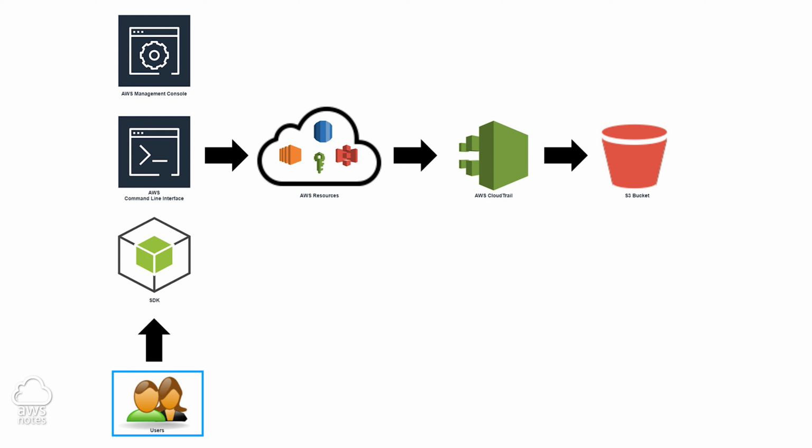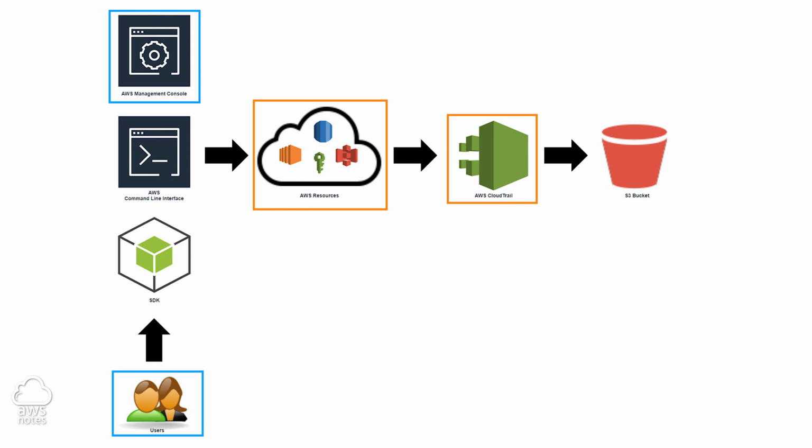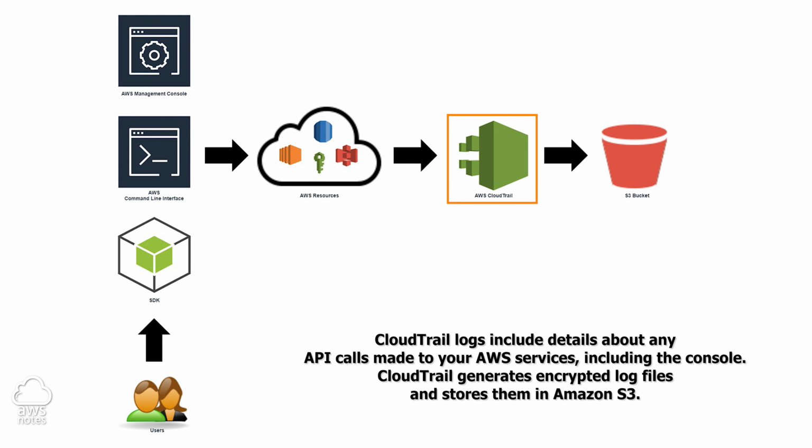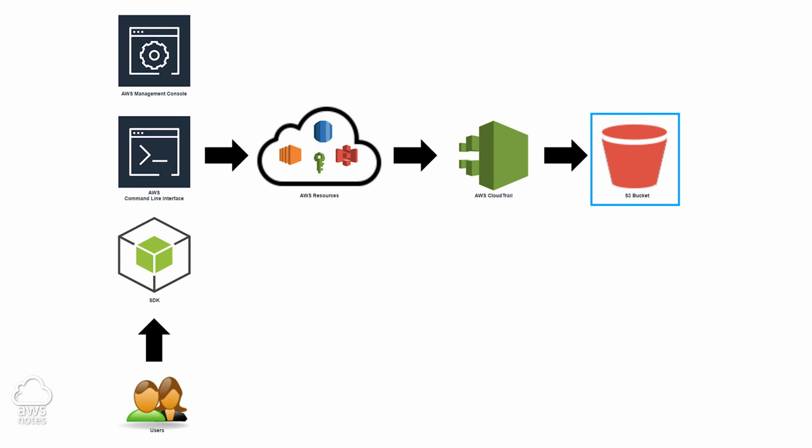So you have your user using the Management Console to create some type of resource in AWS. And CloudTrail is recording what the user is doing. It will store it in a log file, and it is going to put that log file into an S3 bucket. And that is what we are going to be doing in this lecture. We are going to create an S3 bucket for CloudTrail to store all the log files in. And let's see how we can do that.